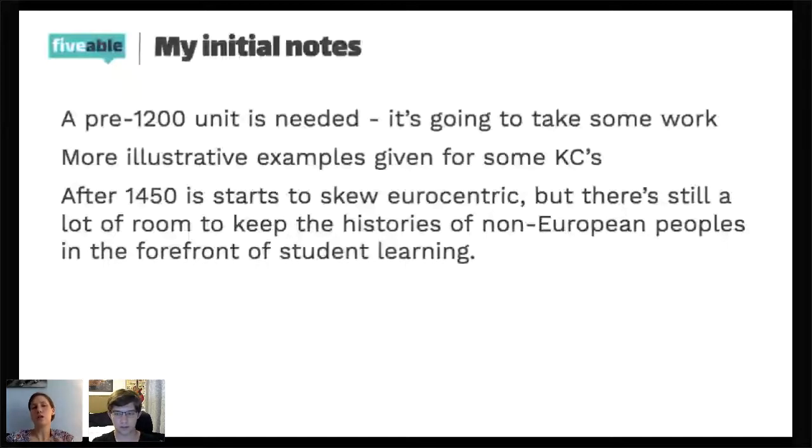And so we as teachers have to take that responsibility and say, no, the histories of non-European peoples, independent of their relationship to Europeans, is still really critical. And how do we examine that? How do we learn about that? And how do we challenge the common cultural narratives that exist about those time periods?